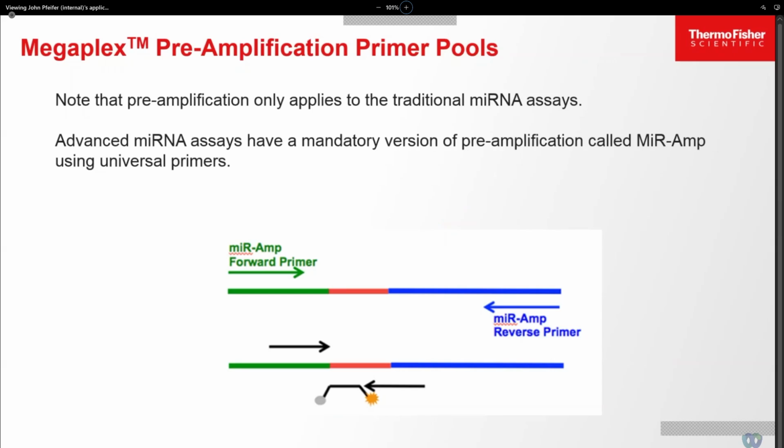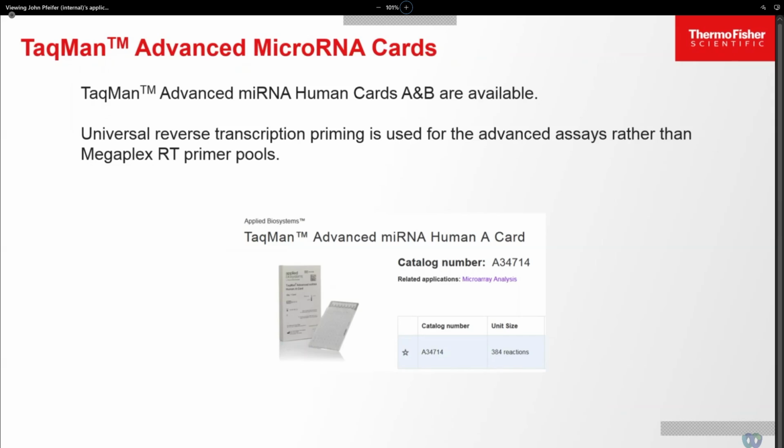Now, the preamplification chemistry only applies to our, I'll call it the traditional microRNA assays, remembering that the advanced microRNA assays have a mandatory version of that preamplification called the MIR-amp. So preamplification does not apply to the advanced microRNA assays, is what I'm trying to say. And we do have cards that have the advanced microRNA assays dried down. And again, we're using universal reverse transcription priming for the advanced assays rather than the megaplex RT primer pools.